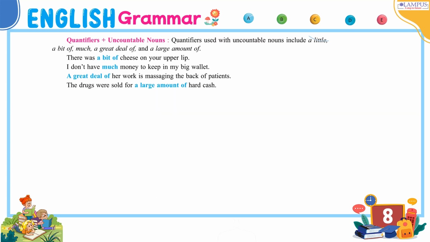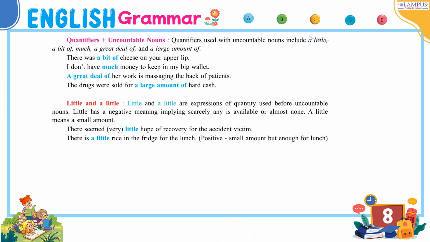Quantifiers plus uncountable nouns. Quantifiers used with uncountable nouns include a little, a bit of, much, a great deal of, and a large amount of. There was a bit of cheese on your upper lip. I don't have much money to keep in my big wallet. A great deal of her work is massaging the back of patients. The drugs were sold for a large amount of hard cash.